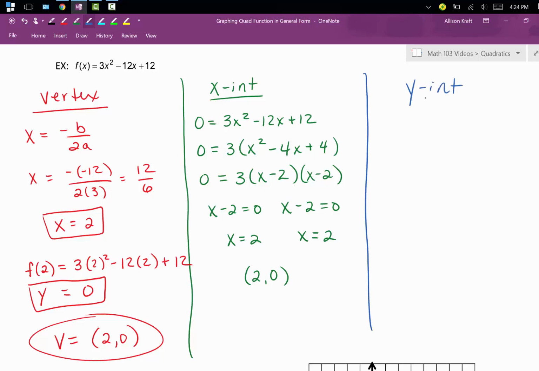To find a y-intercept, we always let x be equal to 0 and solve for y. When simplifying, we'll notice that both the terms containing a variable fall out since we're multiplying by 0, and we're left with y is equal to 12. So it's kind of a shortcut when we're in general form that the y-intercept is always 0, c.